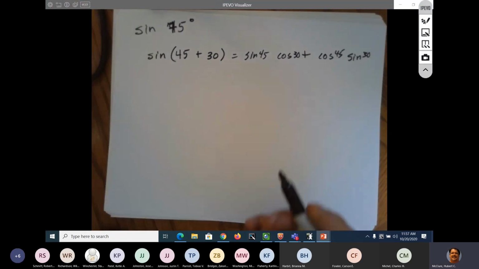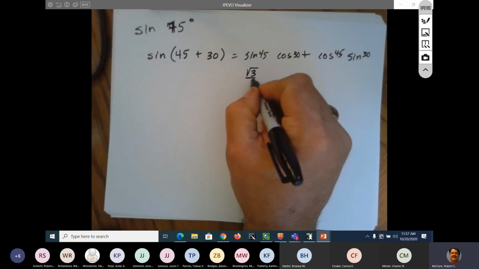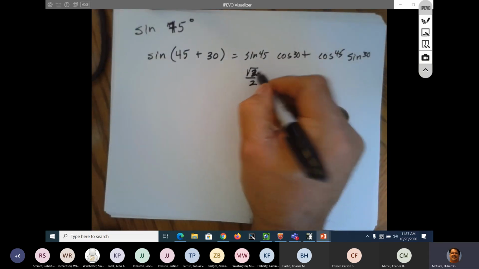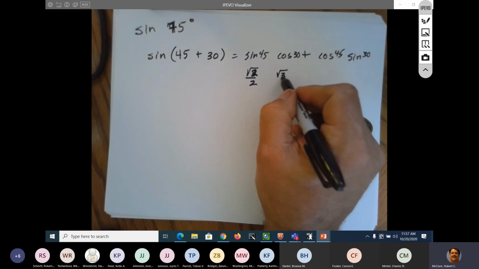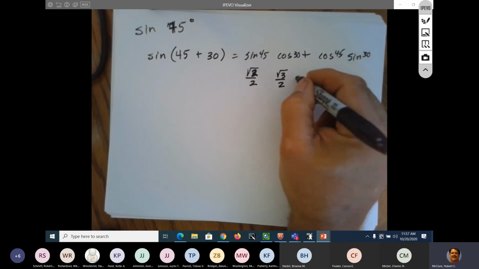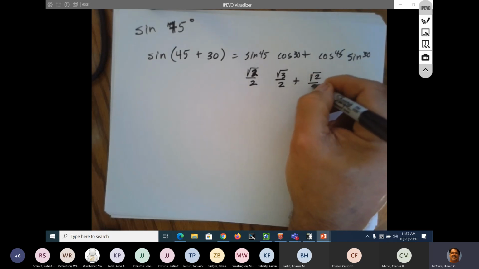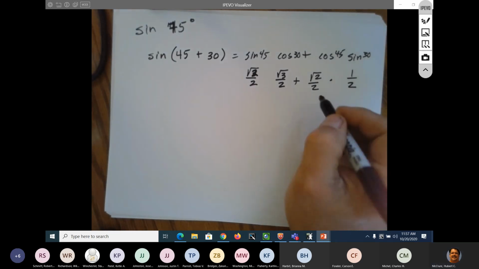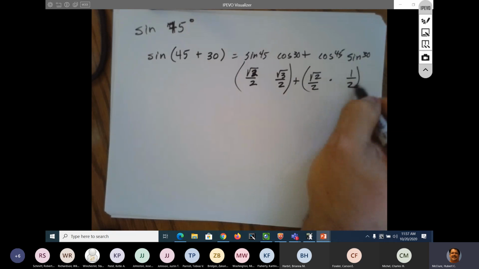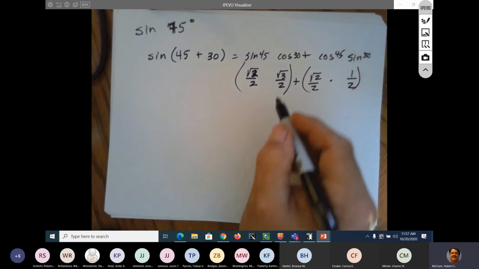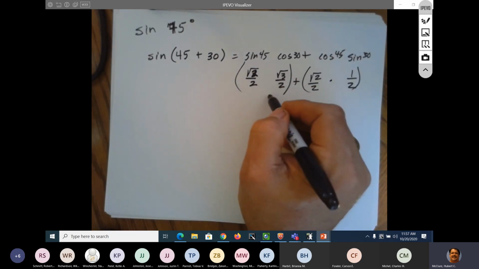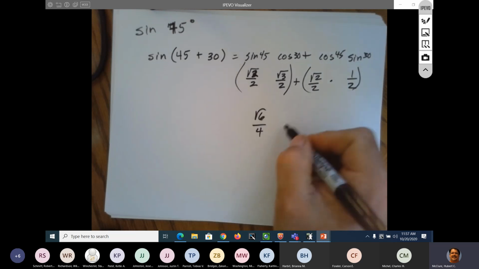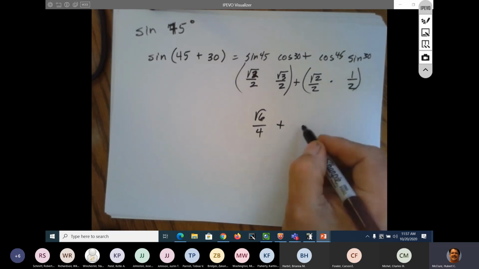So square root of 3 over 2. I'm sorry, square root of 2 over 2, plus square root of 2 over 2 times 1/2. And that's going to give me the square root of 6 over 4, plus square root of 2 over 4.